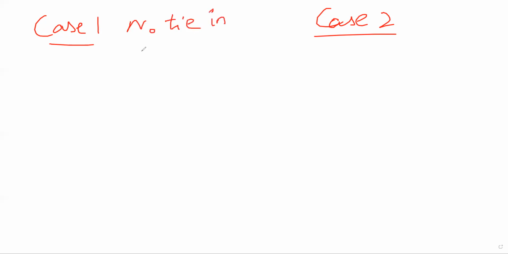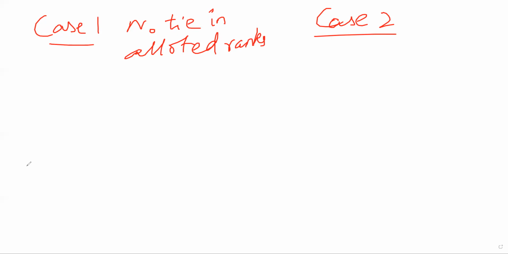Let us suppose I am placing case 1 here and case 2 here. Okay, depending on the type of case, you will have to apply a different formula. Case 1: there is no tie in the allotted ranks. What does this mean?